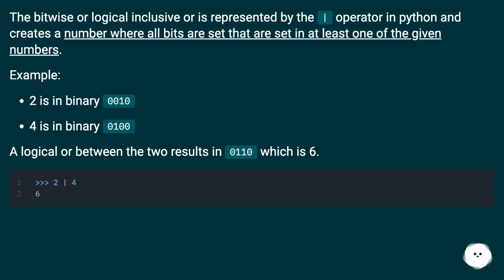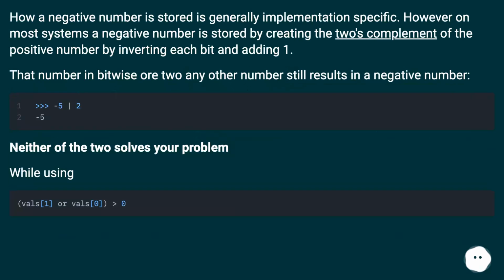Example. 2 is in binary 0010. 4 is in binary 0100. A bitwise OR between the two results in 0110, which is 6. How a negative number is stored is generally implementation specific. However, on most systems a negative number is stored by creating the 2's complement of the positive number by inverting each bit and adding 1. That number in a bitwise OR with any other number still results in a negative number.